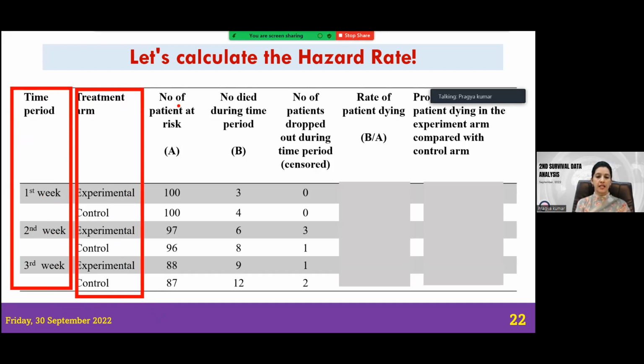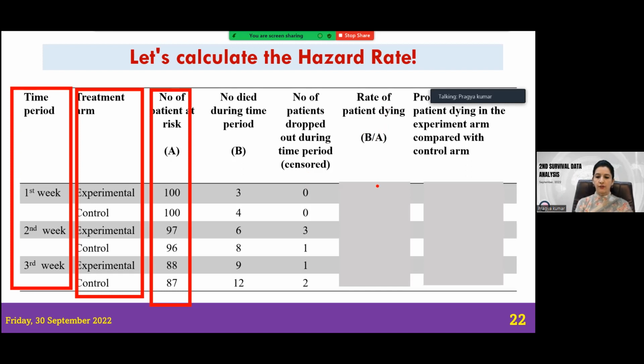Number of patients at risk, you can see we have started with 100. So A is the number of patients who are at risk. This is the number of people who died during that time period. So 3 people died in the experimental arm and 4 people died in the control arm. And this is the number of patients who dropped out, censored. Now, just take this rate as a proxy for hazard rate. Actually, it is not the hazard rate, because I said that hazard rate we calculate with the calculus formula. But just take this as a proxy of hazard rate.